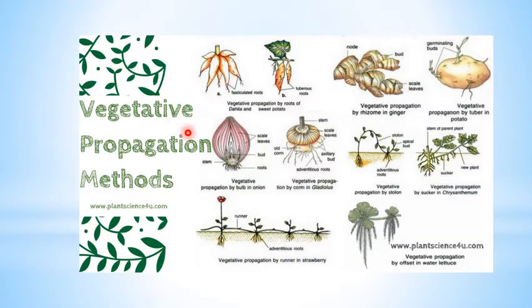And here are a few images showing how vegetative propagation takes place. That is your sweet potato, which is by the root. This is your ginger, this is your potato, by the stem. That is again the bulb of the onion, which is by the stem. This is your dahlia, and there are various artificial methods. That is vegetative propagation by the stolon, and this is your layering. And here is a runner of the strawberry, and of grass too. And this is vegetative propagation by the offset in the water lettuce, that is in the water.